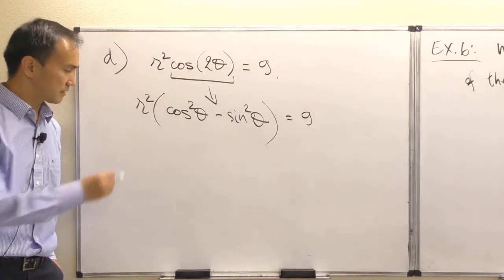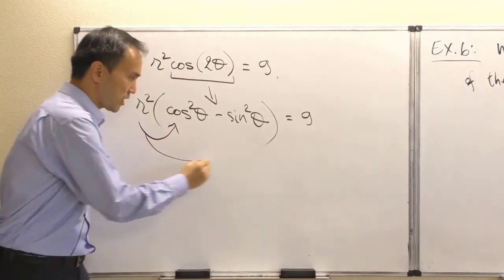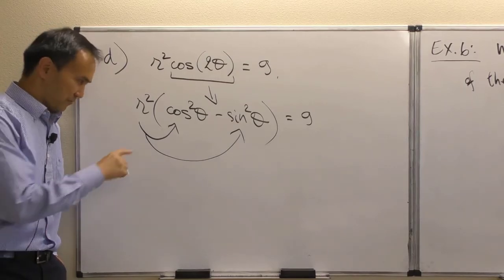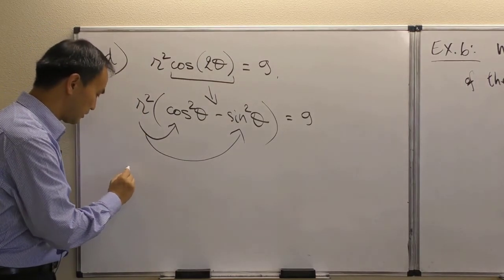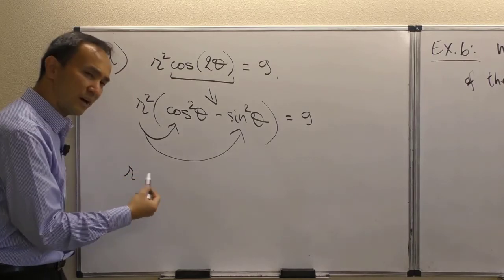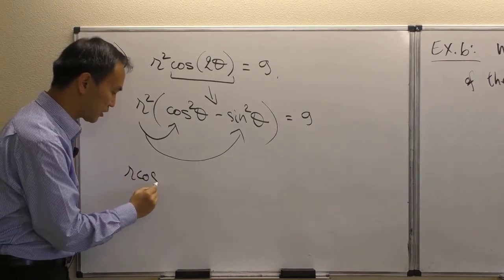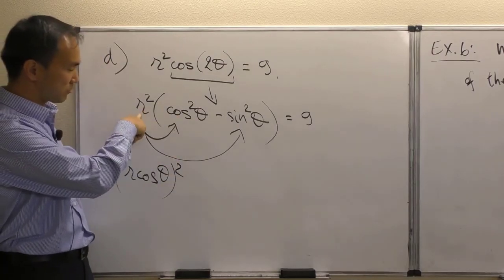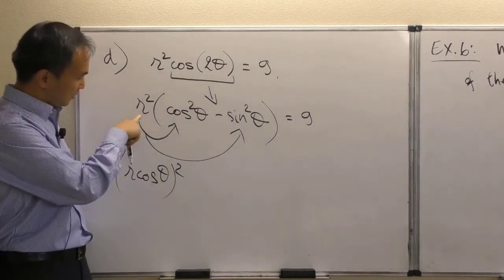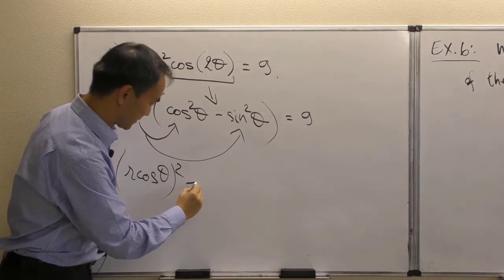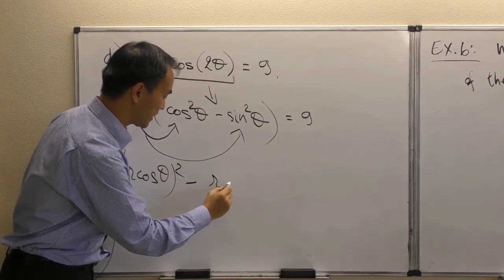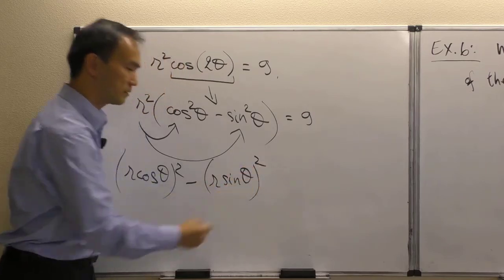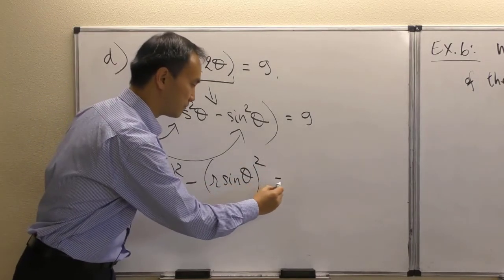Okay, then I'm going to multiply the r squared to each side right here, to each term there. So now the first term becomes, allow me to write it like this, r times cosine theta, squared. That's what happened after multiplying r squared with cosine squared. R squared I'm going to multiply with sine squared. So minus, allow me to write, r sine theta, squared, equals 9.